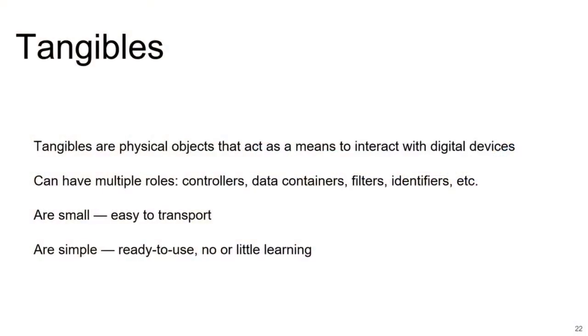In tangible interfaces, some physical objects can be used to interact with the digital world. The literature on tangibles for interaction mentions many interesting roles tangibles can play. They can serve as controllers, data containers, filters. They can also act as user identifiers in collaborative context, and so on. Tangibles are usually small, meaning that they are easy to transport, and they are simple. So they usually support a limited number of manipulations that require no or little training.